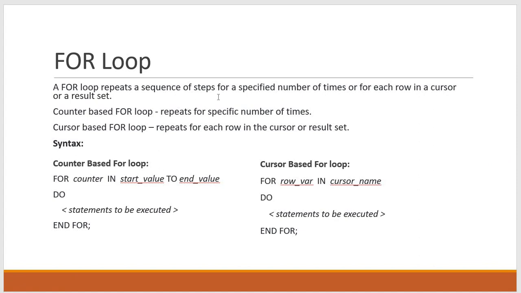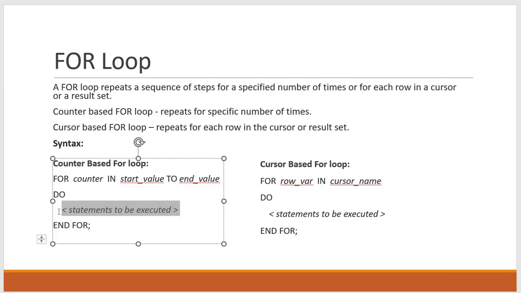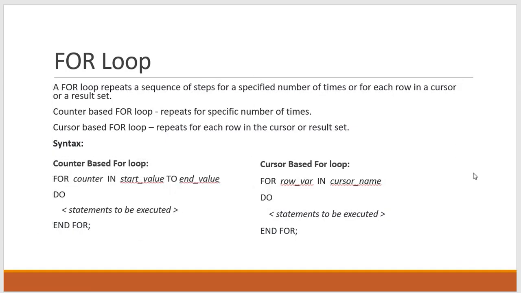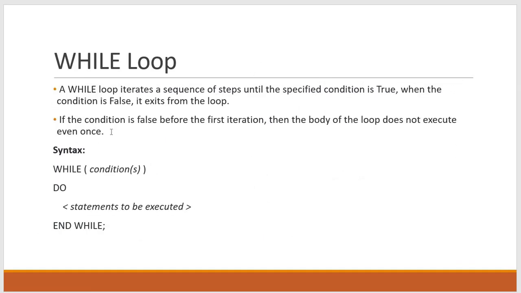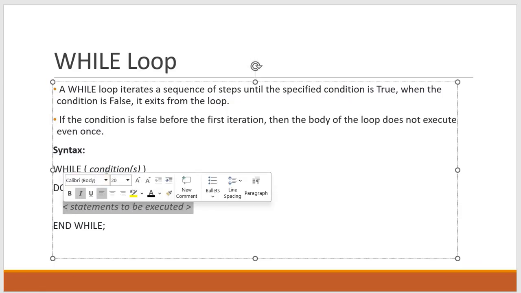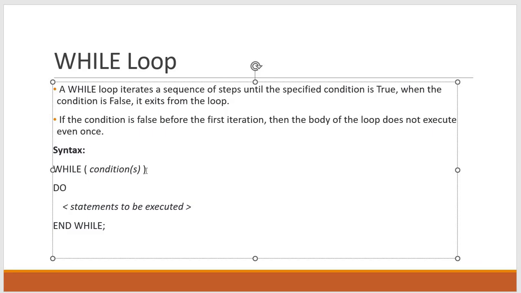Just remember one thing: if you want to execute a list of statements a specified number of times, like 5 times, 10 times, 20 times, we go for this for loop. The next one is the while loop. This also repeats a set of statements, but based on some condition, not a specific number of times. It will repeat a list of statements until this condition is true.